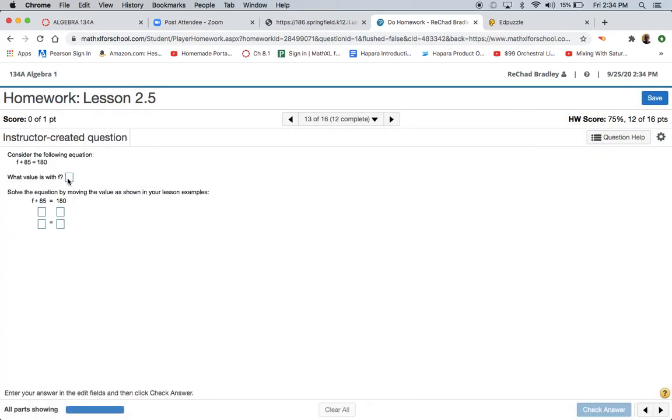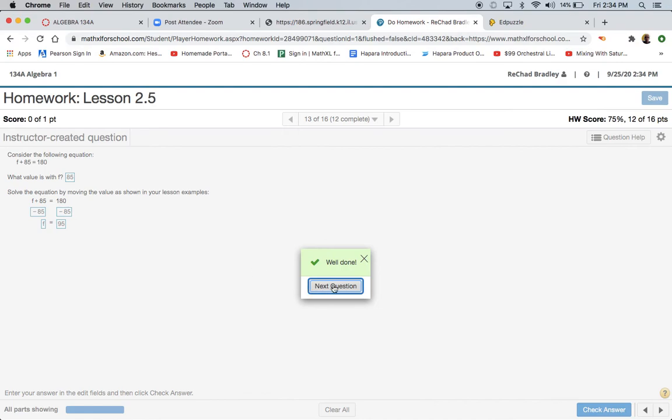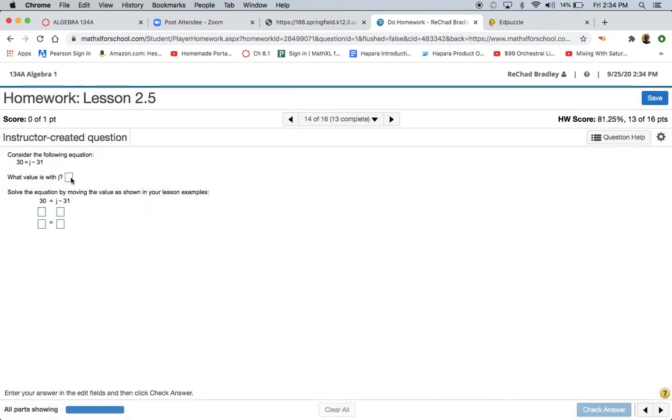The value with F here is 85. We cannot forget our one-step equations because those are on your test. If I want to move the 85, that is plus 85, so I need to do minus 85, minus 85. Remember, that goes away, and not kindly enough, we just have an F. I didn't put a minus. And I think that's 95 if I'm right. But again, use that calculator if necessary.